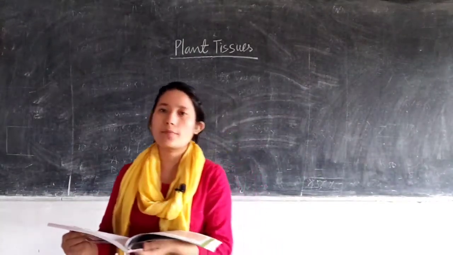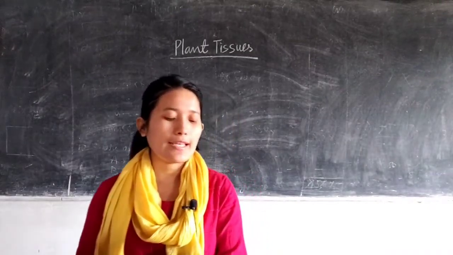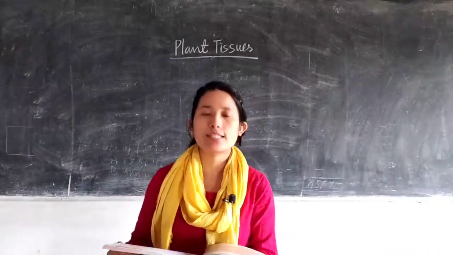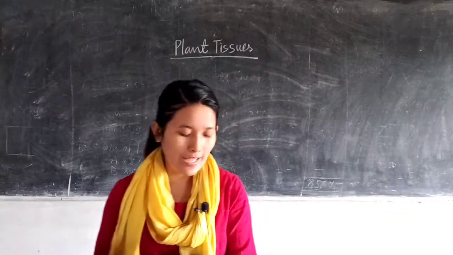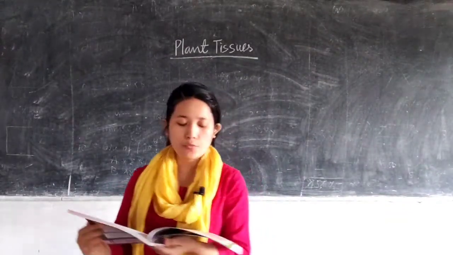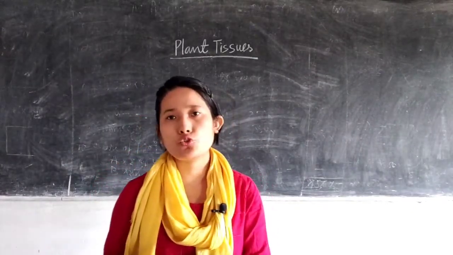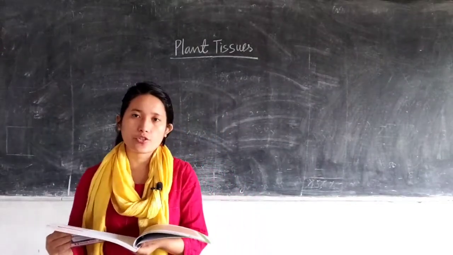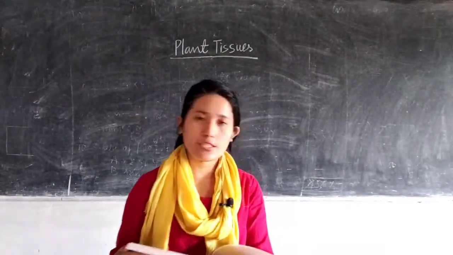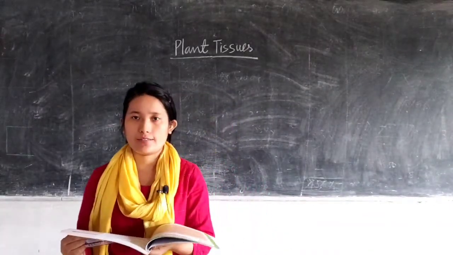Unit 1 is about tissue, where we will be discussing plant tissue and animal tissue. Unit 2 is kingdom classification. Unit 3 is about plant life and Unit 4 is about the human body. Here we will be discussing 2 important organ systems in the human body, that is the excretory system and the nervous system. And Unit 5 is about health and hygiene.